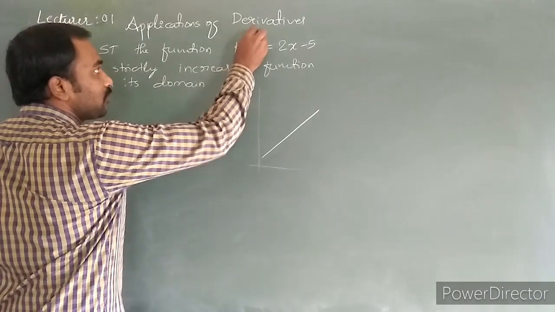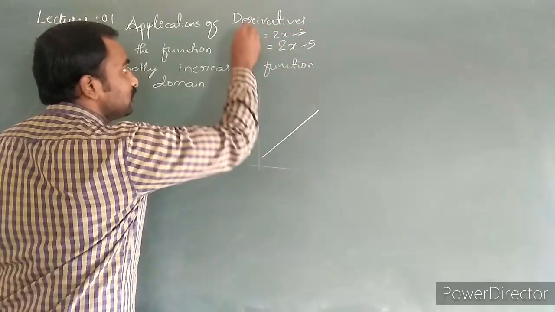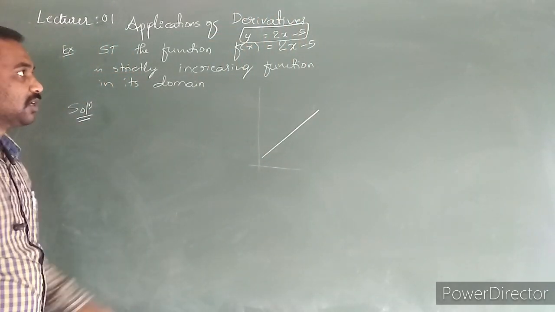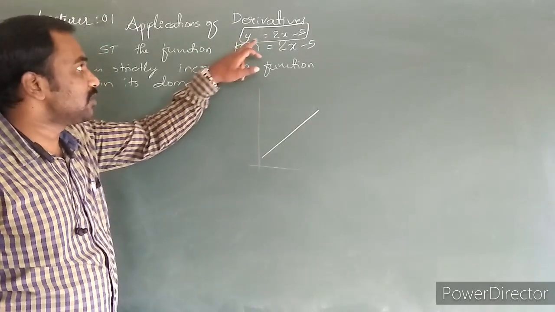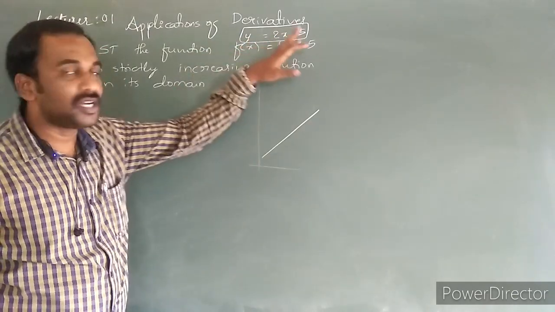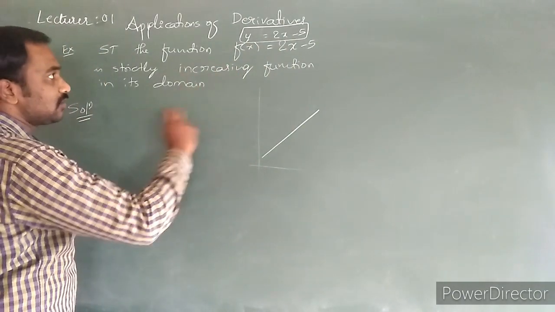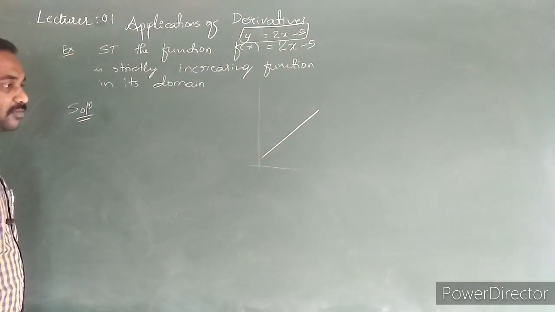Suppose you consider f of x as y equals 2x minus 5. An equation involving two variables always represents a line. So now we need to prove that it is a strictly increasing function.